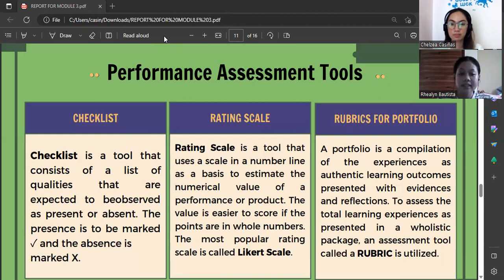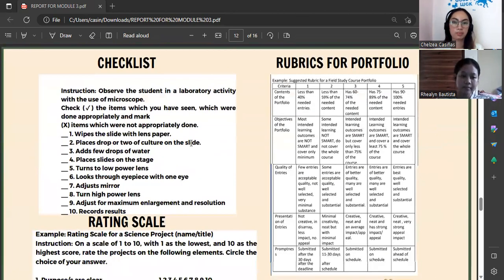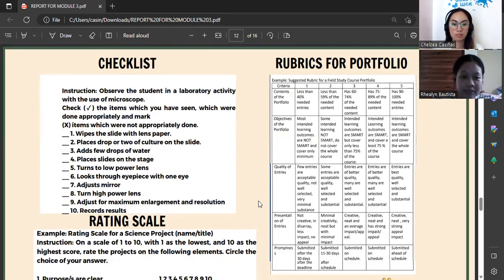Sa checklist, rating scales, and rubrics, ito yung tools na kung saan makikita natin yung specific criteria and allow the teacher and the student to gather information and to make judgment about what the student knows and can do in relation to the learning outcomes. Next. Ito yung mga examples ng checklist, rating scales, and rubrics for portfolio.